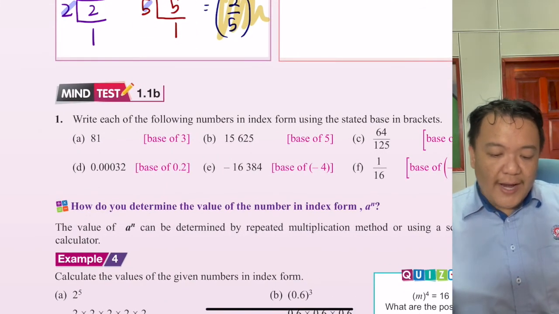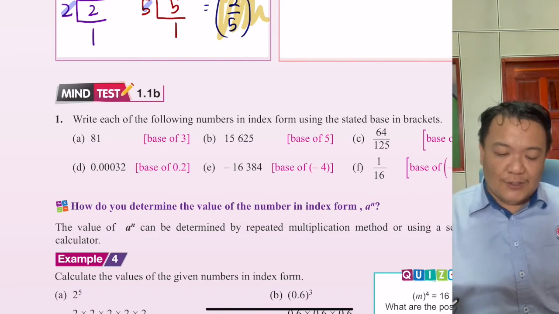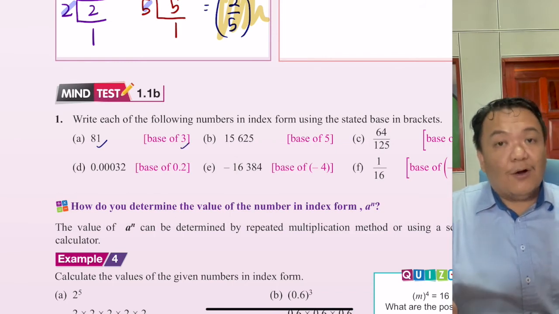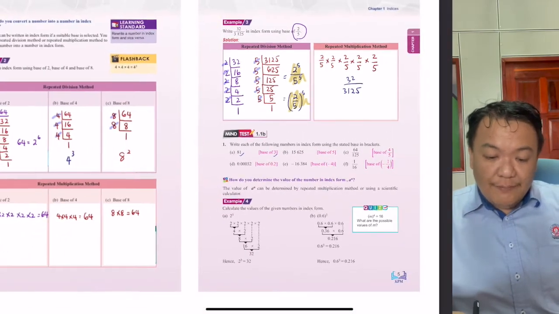Okay, next, write each of the following numbers in index form using the stated base in the bracket. So, sama lah. Kalau 81, you want in base 3, apa yang awak buat? Repeated, apa nama tadi? Repeated method.